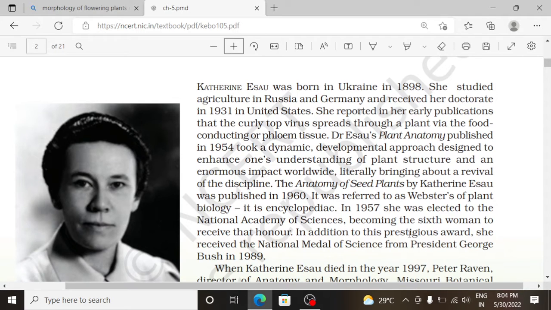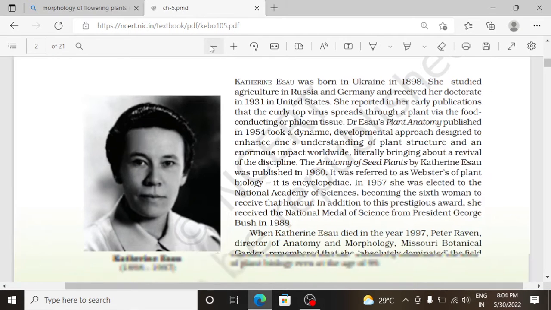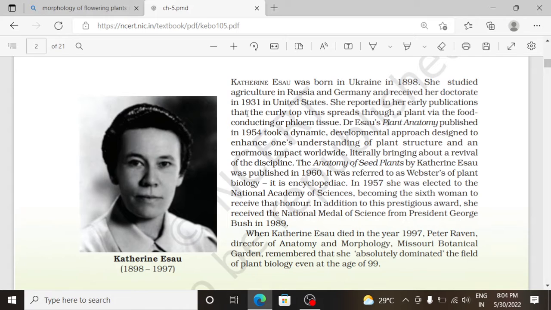So before starting the lesson, there is information of one of the scientists given here. Her name is Katherine Esau. She was born in Ukraine in 1898. She studied agriculture in Russia and Germany and received her doctorate in 1931 in the United States. She reported in her early publications that curly top virus spreads through a plant via the food conducting or phloem tissue. Dr. Esau's Plant Anatomy, published in 1954, took a dynamic, developmental approach designed to enhance one's understanding of plant structure and had an enormous impact worldwide, literally bringing about a revival of the discipline.